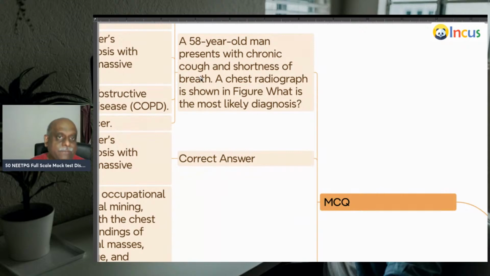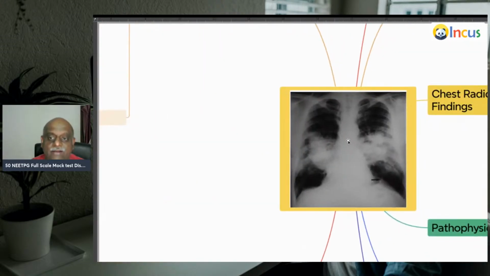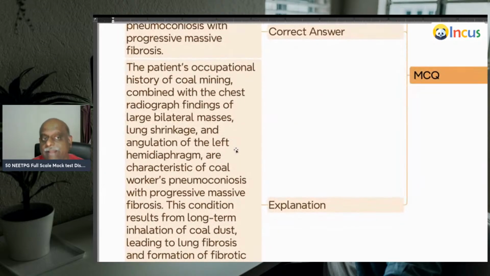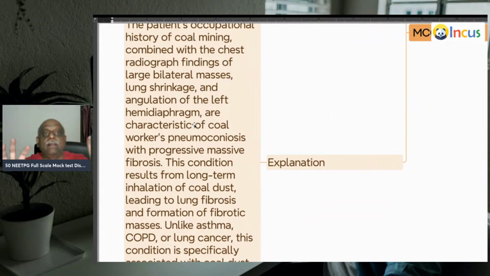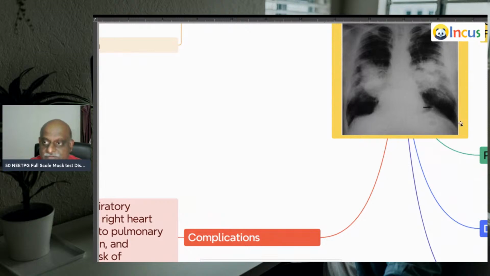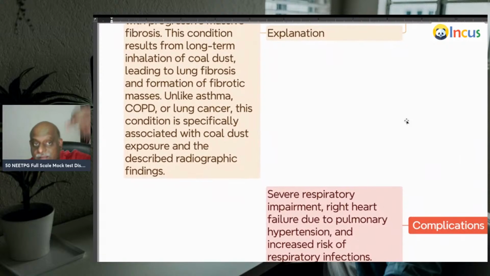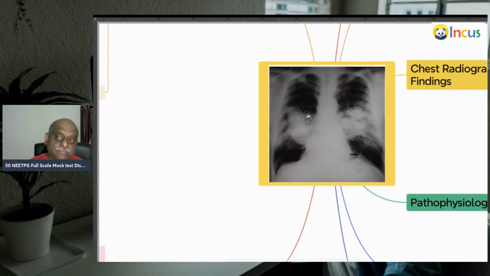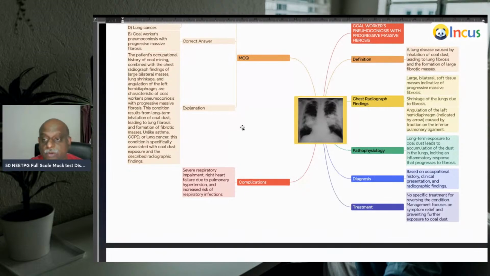A 58-year-old with chronic cough and shortness of breath, chest radiograph is shown in the figure. Chronic cough. So what do you see? A pneumoconiosis is what you are able to see. Typically, coal mining industry workers. Large bilateral masses, lung shrinkage, angulation of the left hemidiaphragm. Left hemidiaphragm is showing angulation. They're all because of the lung fibrosis, fibrotic masses, which you see in the case of coal workers' pneumoconiosis, the characteristic X-ray you cannot miss.